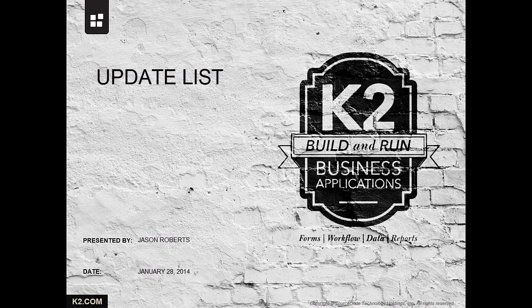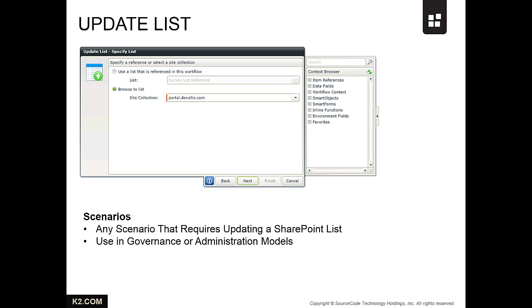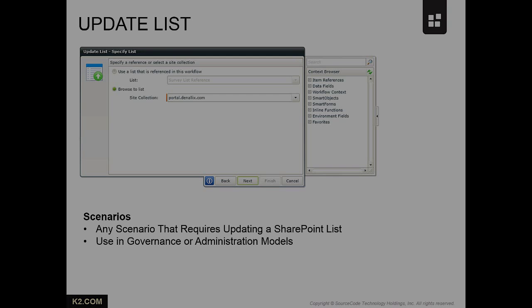This demonstration will show you how to use the Update List step to update a SharePoint list automatically within a K2 Process instance. You can use this workflow step in any scenario that requires updating the properties of a list within a site collection in your SharePoint environment. It's also a very helpful workflow step to use inside your automated governance or administration models applied to your SharePoint architecture. To show this, let's take a look at a workflow scenario that demonstrates this capability.